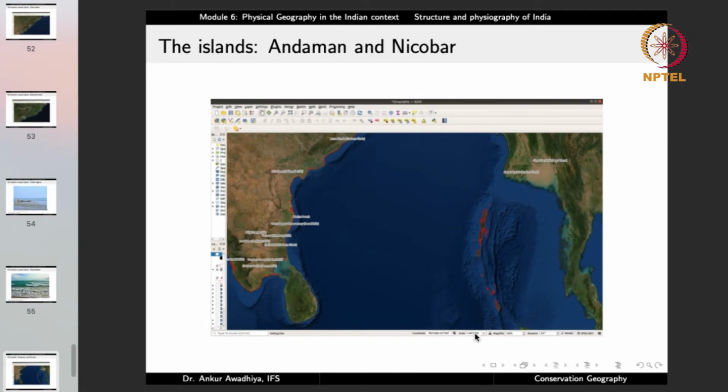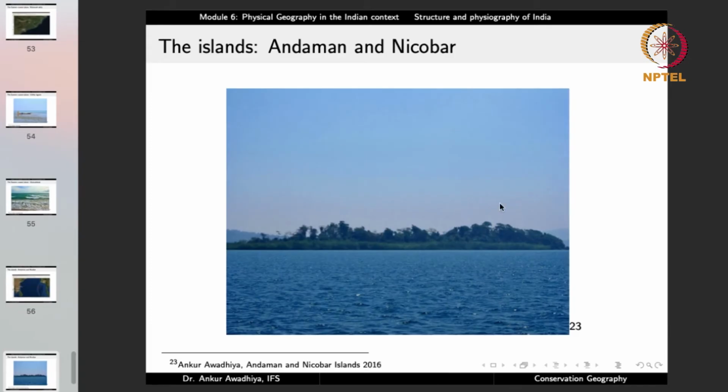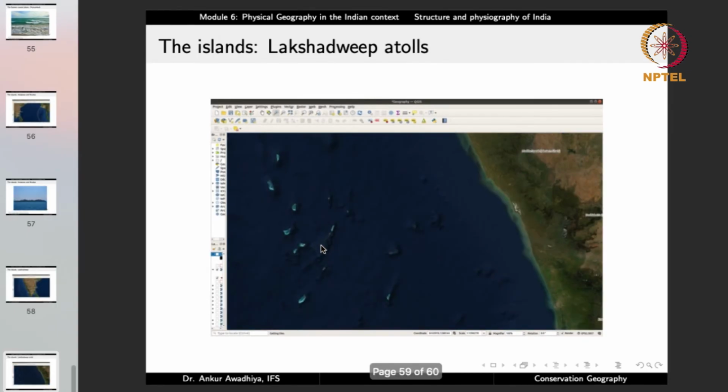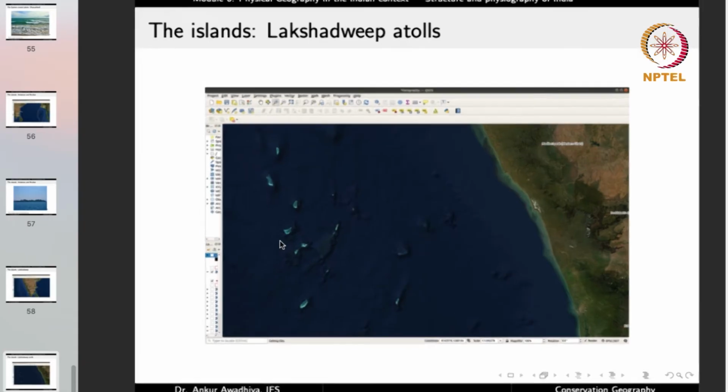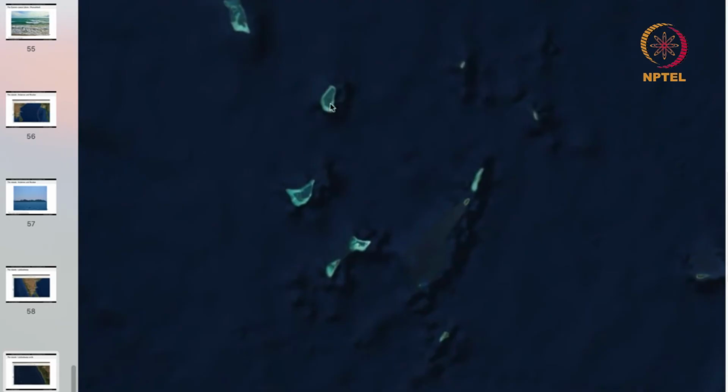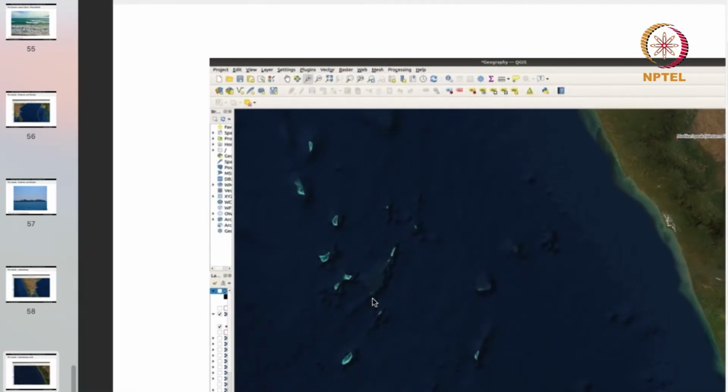We have the Andaman and Nicobar Islands, and this is an image from Andaman and Nicobar Islands, and we also have the Lakshadweep Islands, which are made up of a large number of atolls. Primarily the activity that has made the Lakshadweep Islands is the coral activity. So they are biological in origin for a large part.